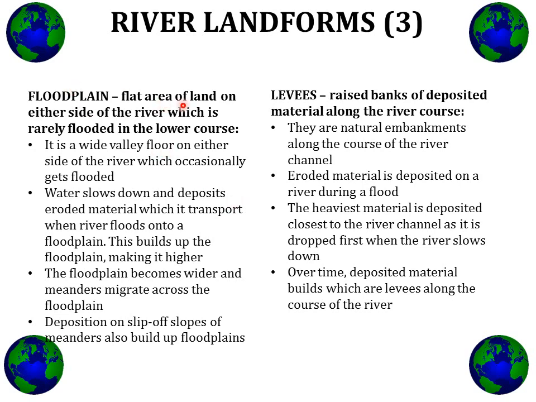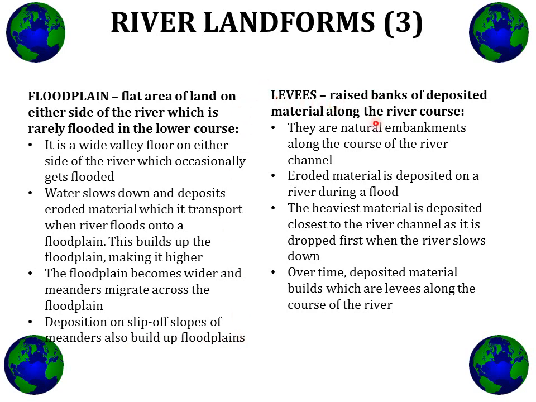A floodplain is a flat area on either side of the river which is rarely flooded in the lower course. It is a wide valley floor on either side of the river which occasionally gets flooded. Water slows down and deposits eroded material which it transports when a river floods onto a floodplain. This builds up the floodplain, making it higher. The floodplain becomes wider and meanders migrate across the floodplain. Deposition on slip-off slopes of meanders also build up floodplains.